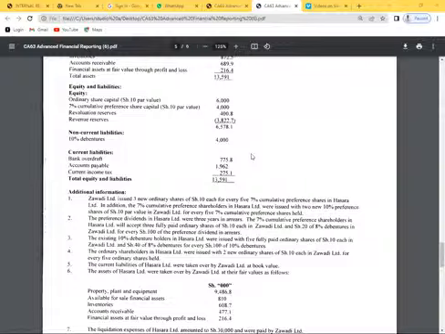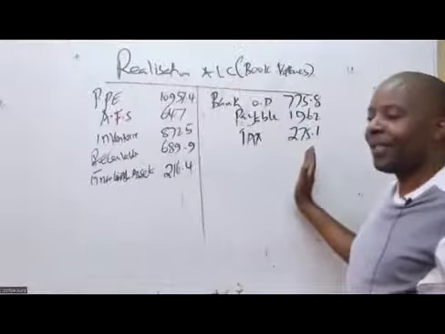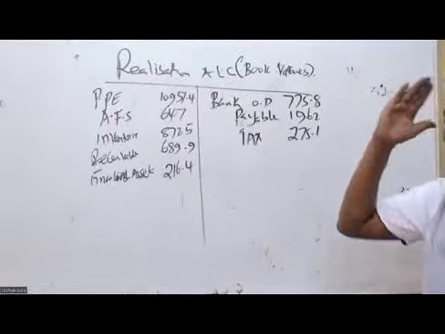775.8. That's bank OD. We have payables 1962. That's payable. From there, we have tax, which is current. That is 275.1. Let me know, ladies and gentlemen, whether you've been able to write up to here.